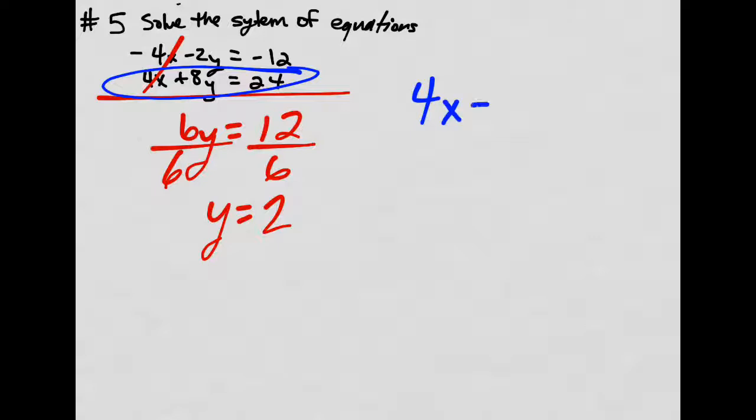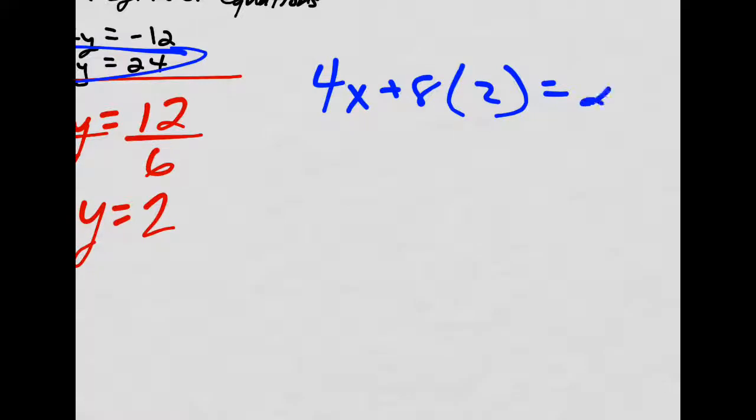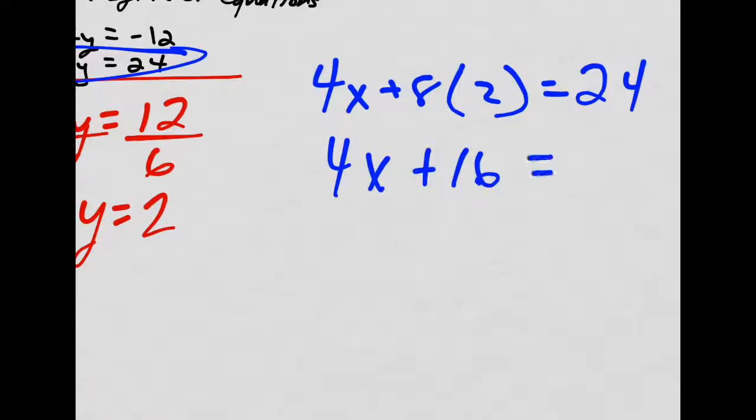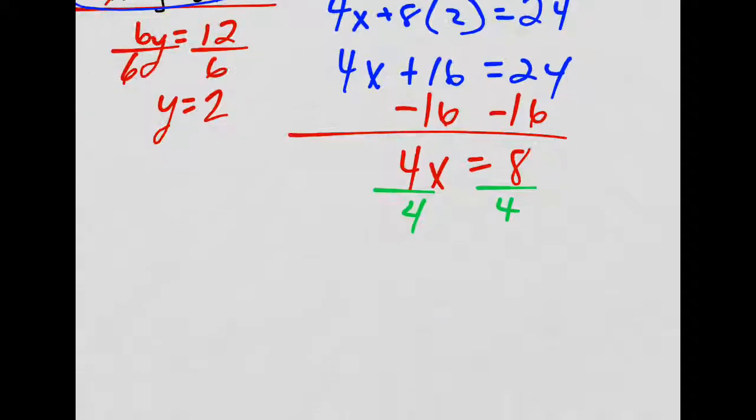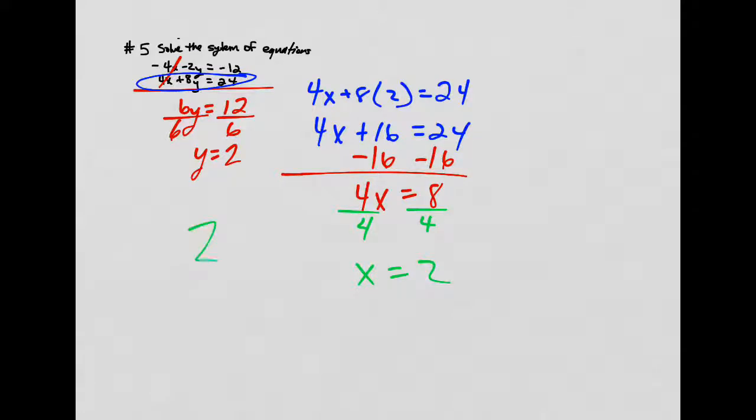So it's going to give me 4x plus 8 times 2 equals 24. So that's 4x plus 16 equals 24. And then I can subtract 16 from both sides. That gives me 4x equals 8. Then divide both sides by 4. x equals 2. So that's x equals 2 and y equals 2. And there's my answer.